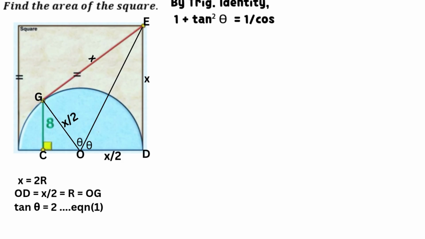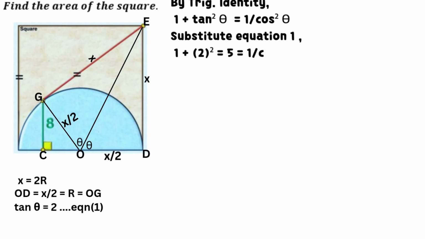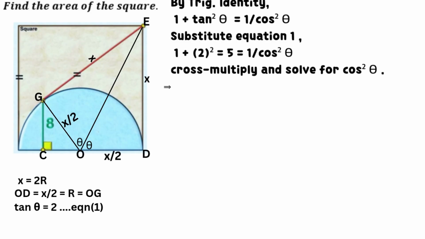By trigonometric identity, the sum of 1 and tan square theta equals the square of the inverse of cos theta. Substitute equation 1, we have that the sum of 1 and 2 squared equals 5, which equals the square of the reciprocal of cos theta. Cross multiply and solve for the square of cos theta. It follows that cos square theta equals 1 over 5. We call it equation 2.